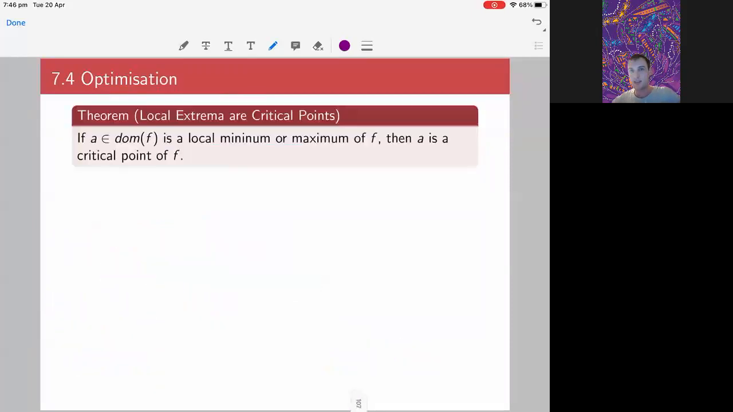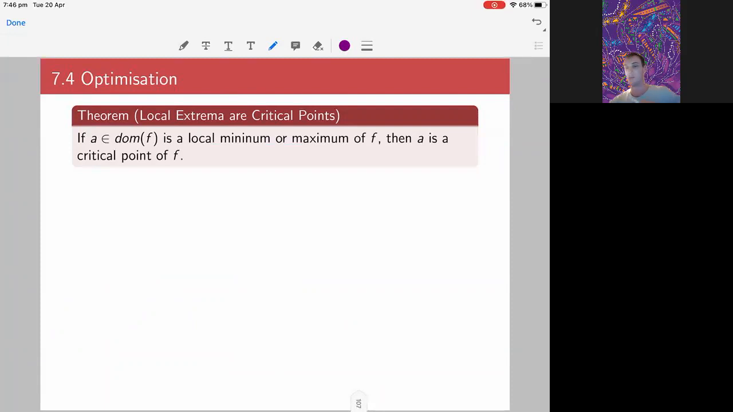The precise relationship is as follows. It's said rigorously in this theorem here. If you've got a local minimum or maximum of f at A, then A is actually a critical point of your function there.